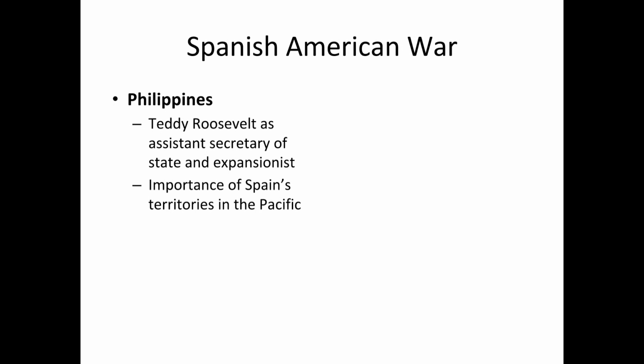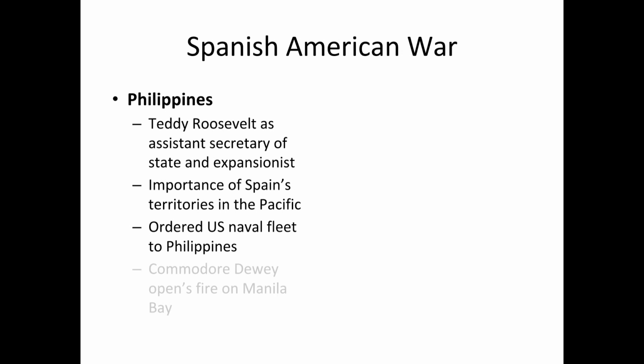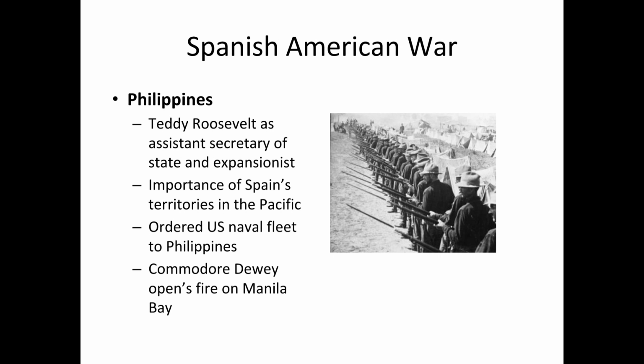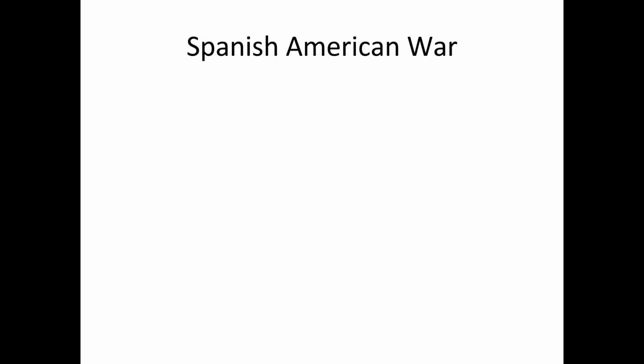He sets his sights on other Spanish territories beyond the Caribbean and looking to the Pacific, and he orders the U.S. naval fleet to go and station themselves in the Philippines. Commodore Dewey then opens fire on Manila Bay, and now we're on a two-front war, essentially.